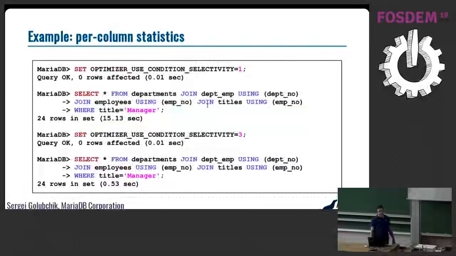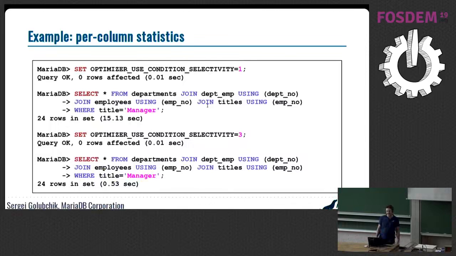So how does this one help to optimize your queries? First, I set optimizer_use_condition_selectivity to 1, which tells the optimizer not to use any engine-independent statistics. Basically, it only uses the data that was available before engine-independent statistics was introduced. And I want to find all the managers from all departments in this example employees database.